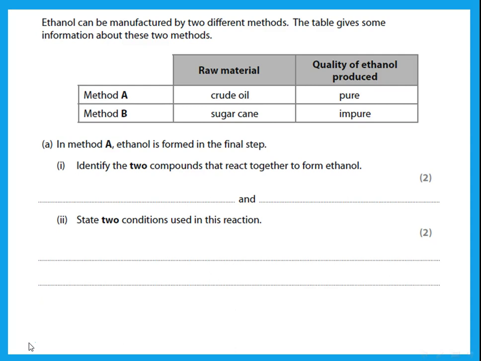Ethanol can be manufactured by 2 different methods. The table gives some information about these 2 methods. In method A, ethanol is formed in the final step. Identify the 2 compounds that react together to form ethanol.